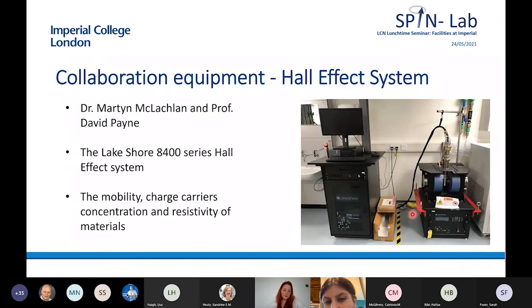Third available system, which is done via collaboration, is the Hall effect system, and the equipment belongs to Professor Martin McLachlan and David Payne. So the one in the Spinlab is the Lakeshore 8400 series Hall effect system. It enables measurements of mobility, charge carrier concentration, and resistivity of materials.